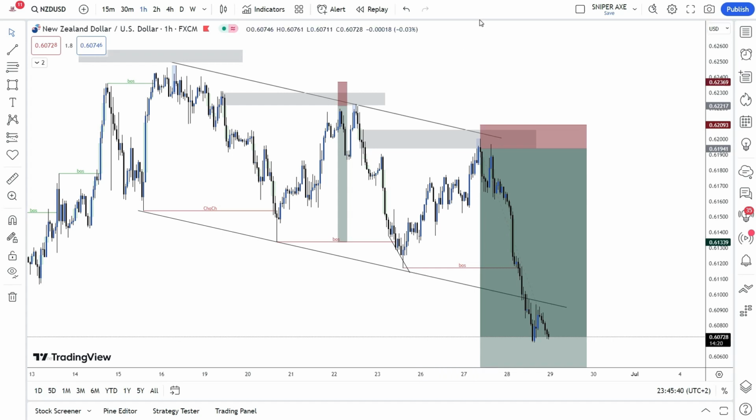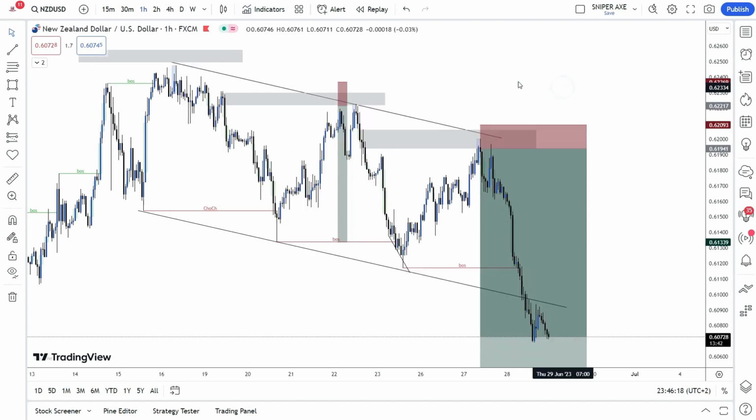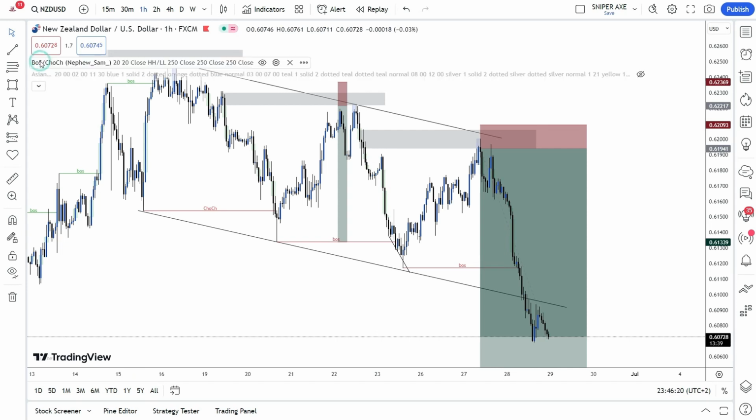So what you just have to do is search here, you just have to search nephew sell, right? So you come on indicators. Okay, so you just type nephew there, right? Then you get this indicator, market structure, BOS, George, MSP. The moment you click on it, it will actually come on the indicator section here, right? This one, BOS, George, nephew, same. Then you come on settings, right?